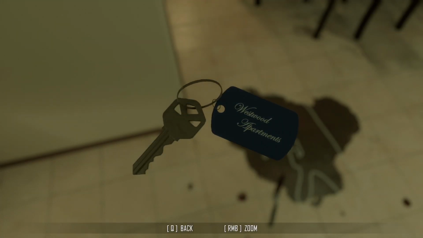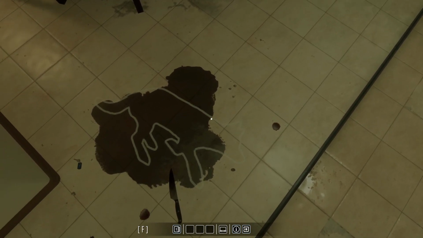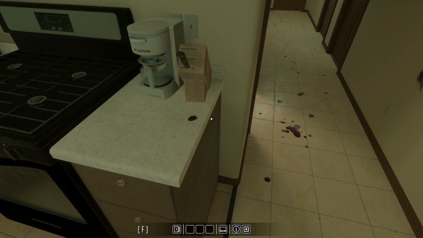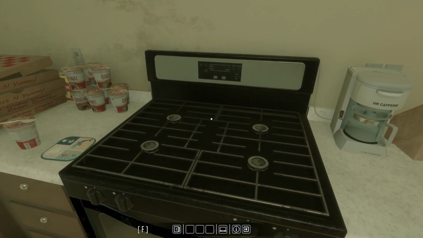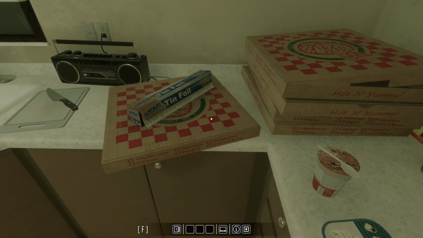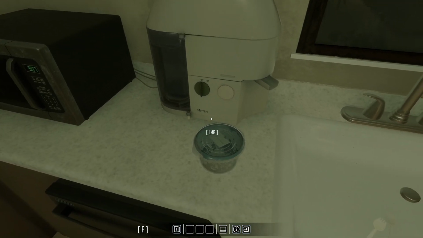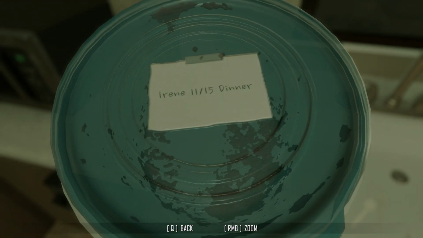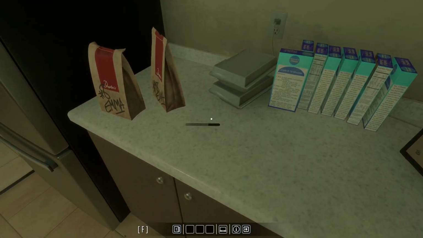Knife, keys. Westwood Apartments. And unfortunately, it seems like somebody killed a dog. I don't know, there are some weird graphical things on my screen when I'm moving. Original noodles. Lots and lots of noodles and pizza. Hot and yummy. More knives. Spoons and spatula. Irene, 15th of November dinner. Let's put the name down. Irene. We do have other names too.